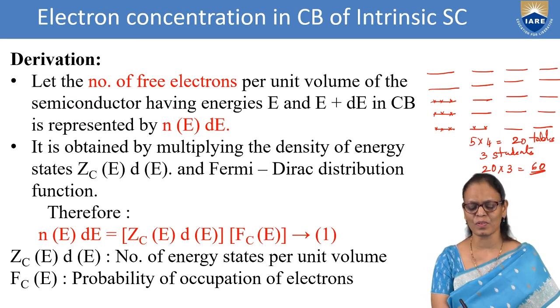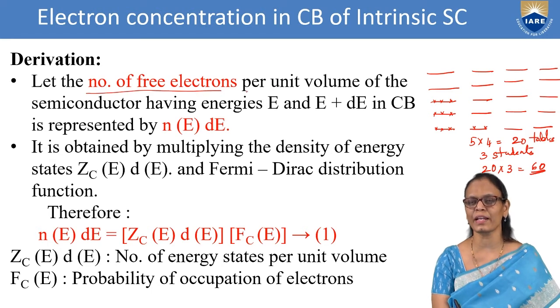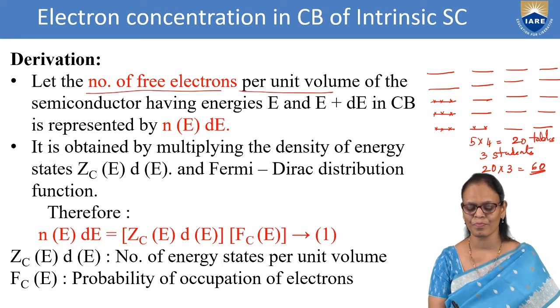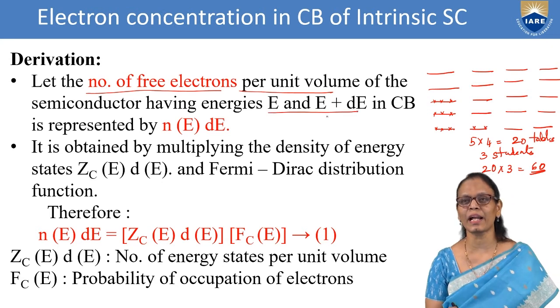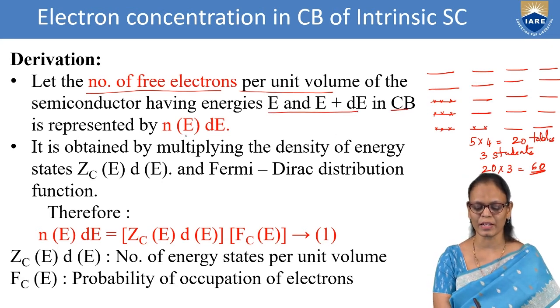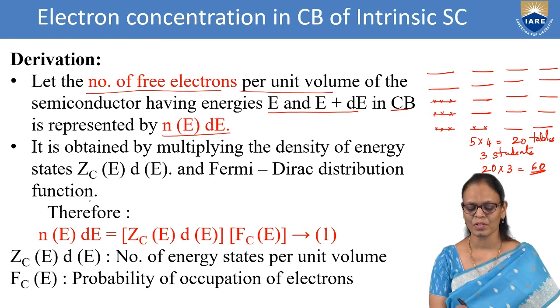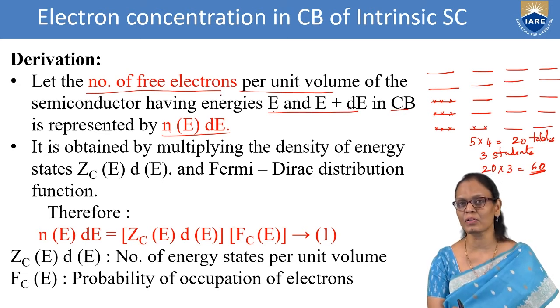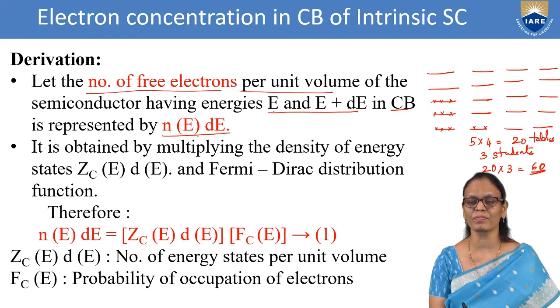So now what we are trying to find here is the number of free electrons per unit volume having energies between E and E plus dE in the conduction band, represented by N(E)dE. So N(E)dE is representing what? N here stands for the number of electrons having energies in the range E and E plus dE, and these electrons are in the conduction band. So we are talking about the electrons in the energy range E and E plus dE in the conduction band, and we are representing it by N(E)dE.